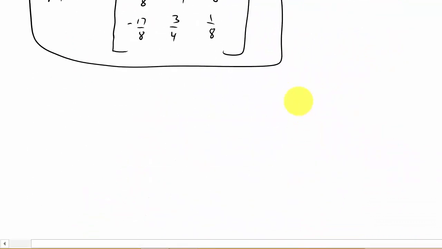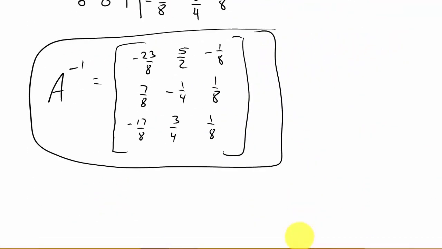So I know it's a long problem, it's a lot of work. I have a video for a 2 by 2 matrix. You can check that out. It's shorter. It's using the formula.